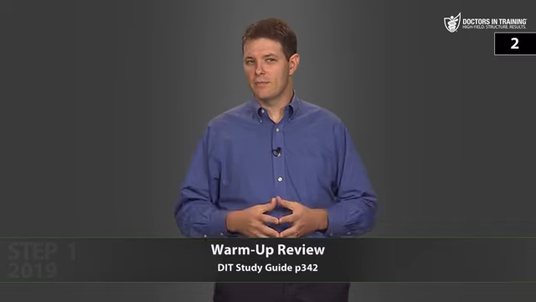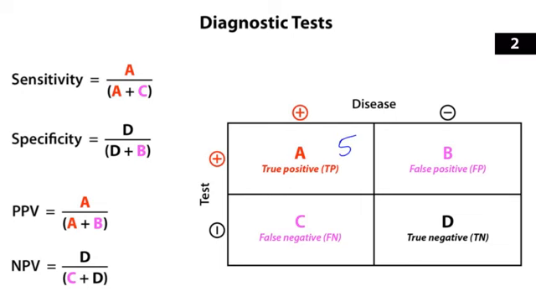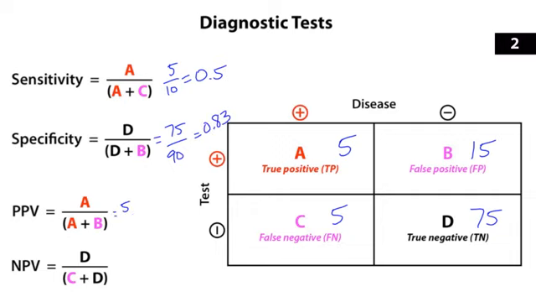So here's how you're going to set up this problem. A is 5, B is 15, C is 5, and D is 75. So for sensitivity, you plug your numbers into the equation A over A plus C, and you get 0.5. For specificity, the equation is D over D plus B, and you get 0.83. For positive predictive value, the equation is A over A plus B, and you get 0.25. And finally, for negative predictive value, the equation is D over C plus D, and you get 0.94.